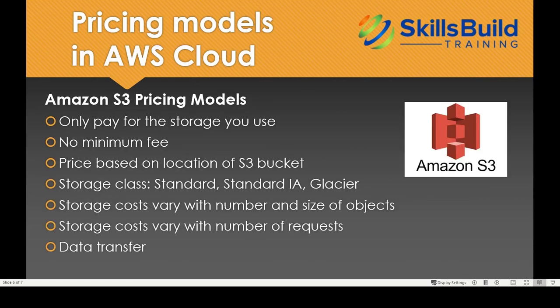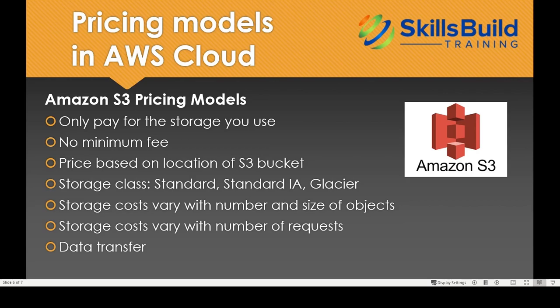Next, we'll mention Amazon Simple Storage Service, or Amazon S3, that we mentioned in previous lessons, which is object storage built to store and retrieve virtually any amount of data from anywhere, be that websites, mobile apps, corporate applications, or data from IoT sensors or devices. As with other AWS services, Amazon S3 provides the simplicity and cost effectiveness of pay-as-you-go pricing. You pay only for the storage you use, with no minimum fee. Prices are based on the location of your Amazon S3 bucket.